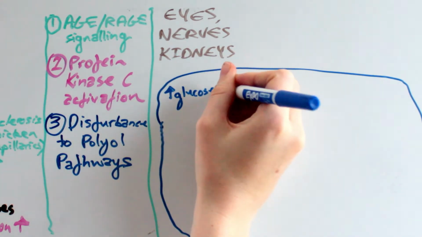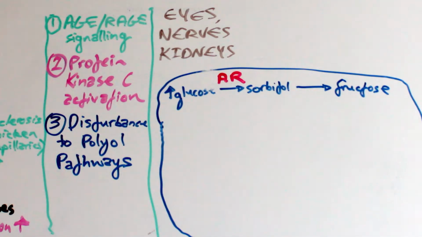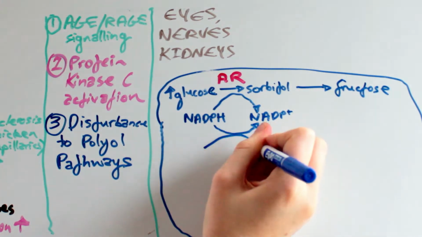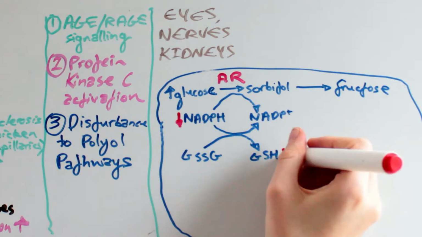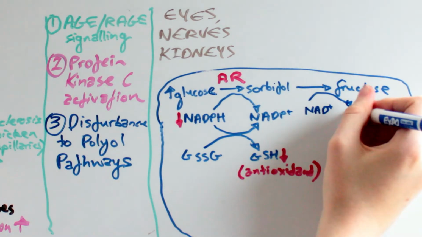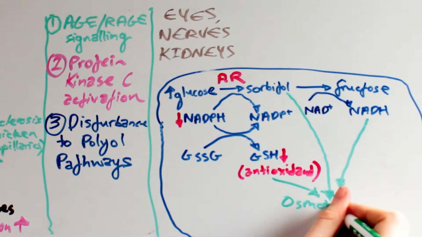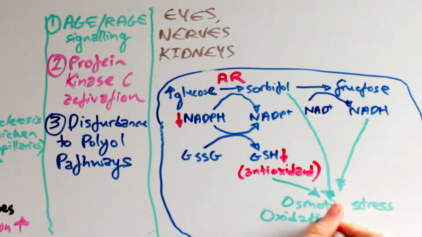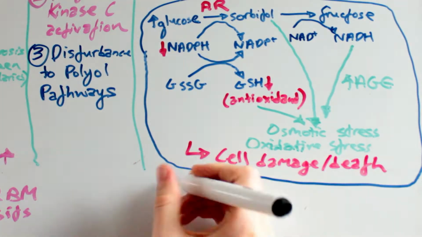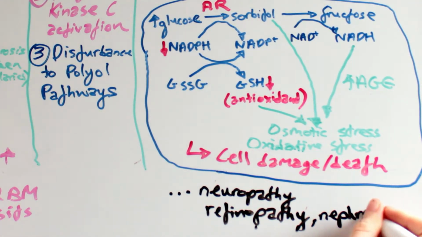Within cells, increased glucose leads to formation of sorbitol and fructose via specific enzymes. These reactions require NADPH, which is also needed for production of glutathione. So depletion of NADPH means there is less production of the antioxidant glutathione. In addition, increased sorbitol results in osmotic stress, and there is oxidative stress as well as increased AGE production. The result is cell damage and death. This can lead to neuropathy, retinopathy, and nephropathy.